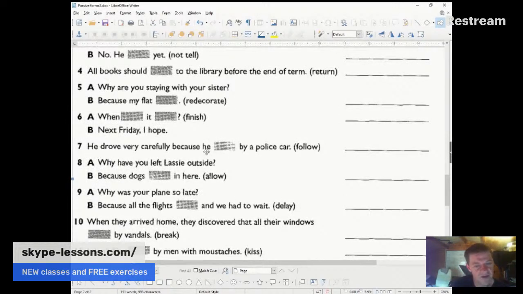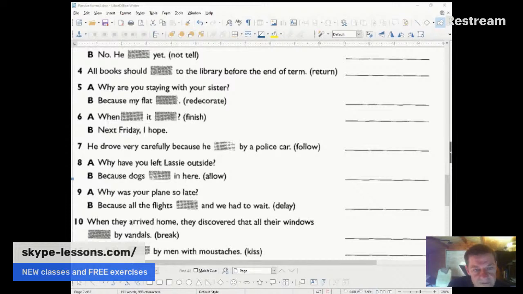Okay, let's go a little bit further down. He drove carefully because he by a police car. I hope you can feel which tense we need to use here. We've got past simple, he drove, and don't we want to say that he drove carefully because he was in the middle of being followed by a police car? Don't we want to say that he was in the middle of that process, that process hadn't finished at that moment? The police car was following him when he drove home. Yeah, so was following. So we need past continuous. And that's why we changed this to he was being followed. Yeah, we had is being redecorated. Now we've got was being followed. Past continuous passive.